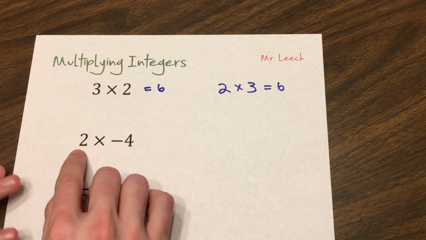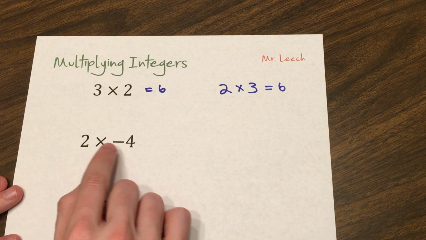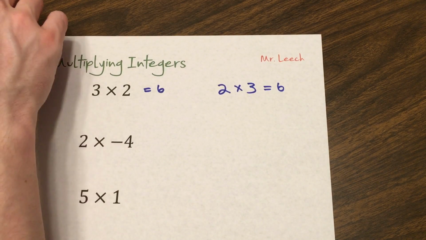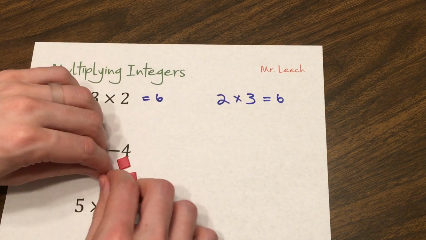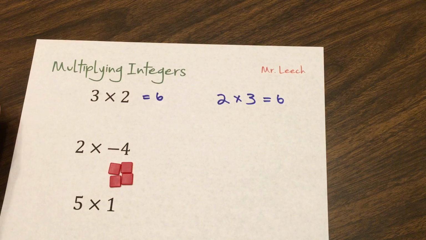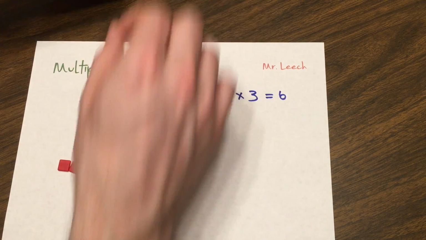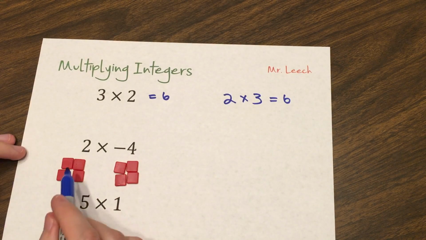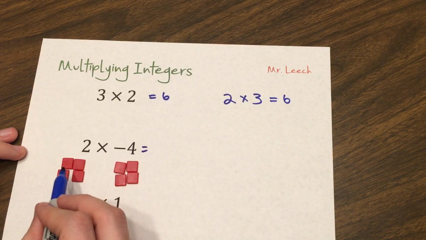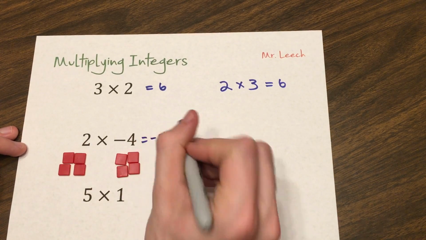Let's take a look at 2 times negative 4. So I have 2 groups of negative 4. So let's make one group of negative 4. And let's make another group of negative 4. So in total, I have 8. But notice they're red, so that tells me that it's going to be a negative 8.